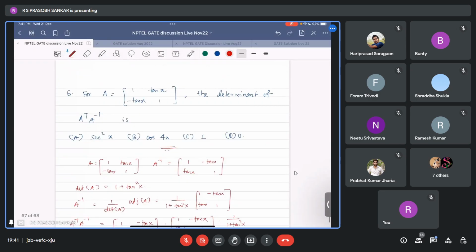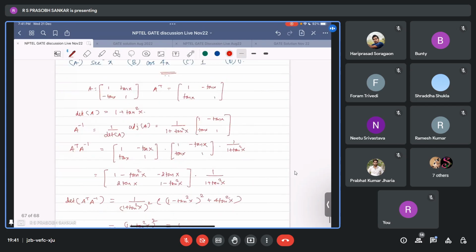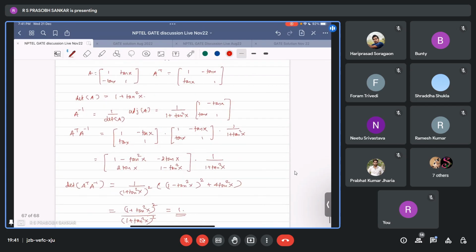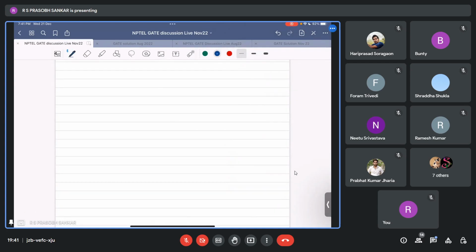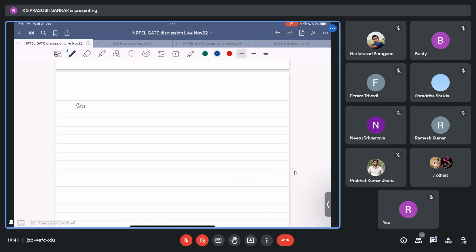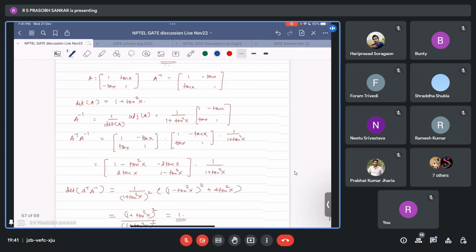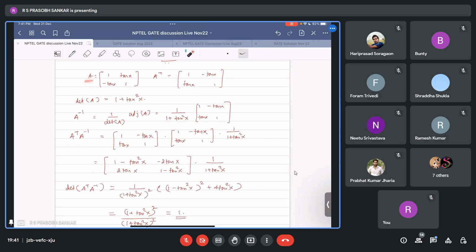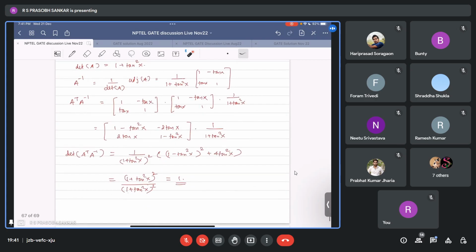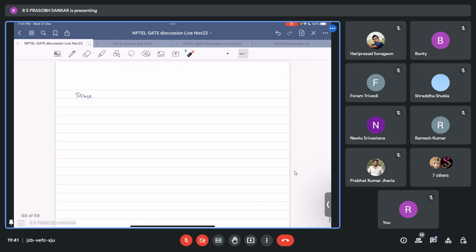Now there is a trick, a faster way to solve this question, using some properties of determinant. This is nothing complicated. I just wrote matrices A and A transpose in full, found the determinant of A transpose, found A inverse, multiplied, and finally computed the determinant. It turns out to be 1. It took us around 2-3 minutes. This is still doable, but there is a much faster way.